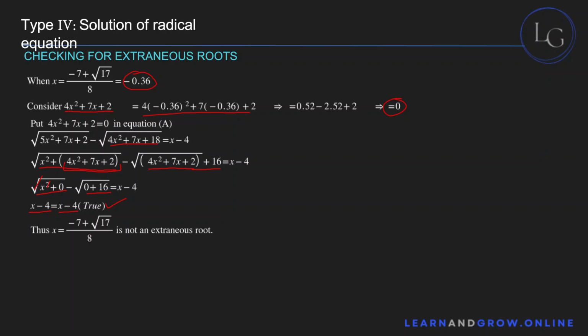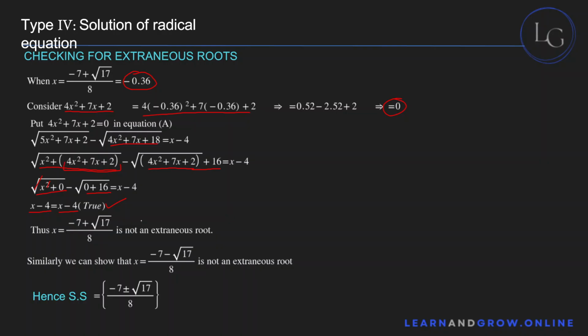And if you use the same method for the other value that you found for x, you'll find that it is not an extraneous root as well. So these are both values of x. So the solution set is indeed this. There are no extraneous roots.